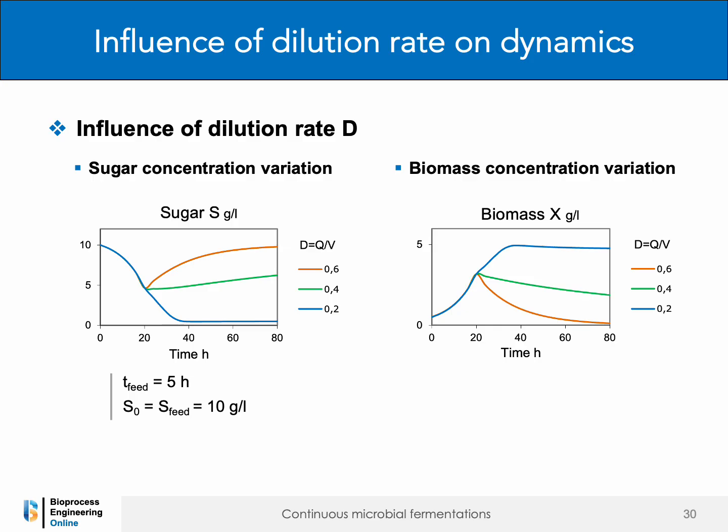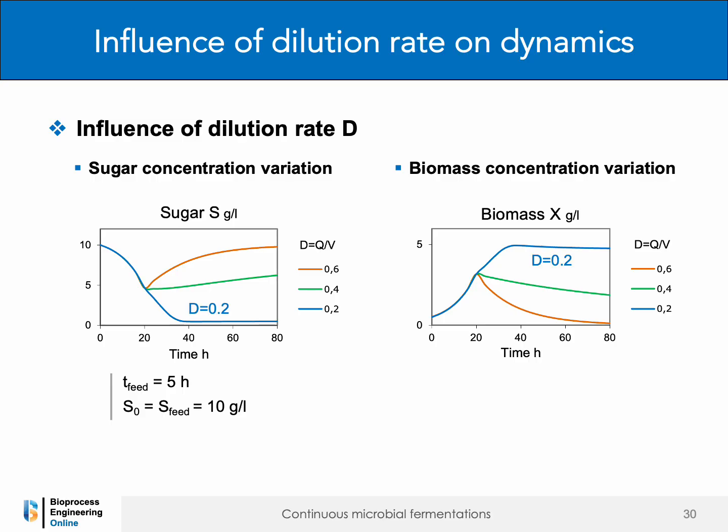Following the initial batch phase, the dynamics of continuous fermentation is mainly governed by the dilution rate D. In the bacterial growth example considered here, the process starts with an initial batch phase lasting 5 hours at an initial sugar concentration of 10 grams per liter. The feed sugar concentration during continuous operation is also 10 grams per liter. After a transient continuous operation phase, steady-state sugar and biomass concentrations are reached after approximately 5 residence times. The temporal variations of sugar and biomass concentrations are analyzed below.